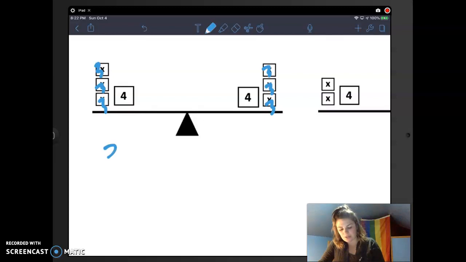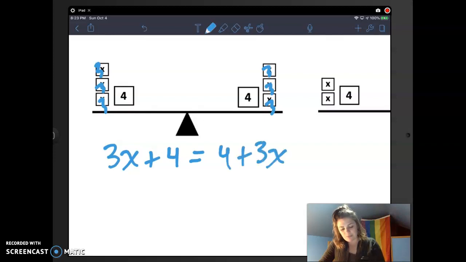Let's take a look at what it looks like when we see it in equation. It says 3x plus 4 ones, and then we have 4 plus 3 x's. It's the same thing on both sides.